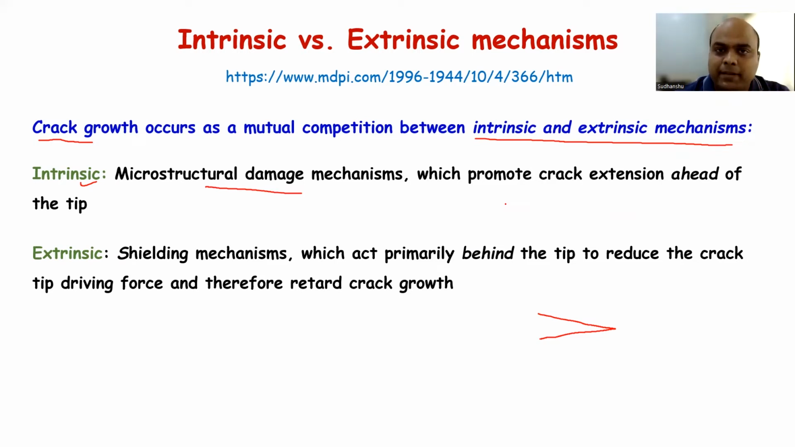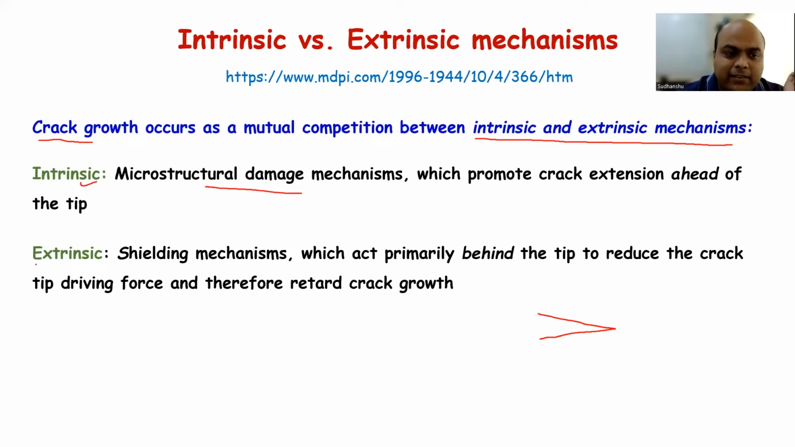So intrinsic mechanisms, by default, are going to promote the crack extension ahead of the crack tip. Okay, and that is the material property. So the material is going to show you intrinsic mechanisms. Like if you talk about metals and alloys, they are going to show you slip activity, right? Activation of slip systems. Similarly, void nucleation and growth. Those are inherent, right? So those are intrinsic properties or intrinsic mechanisms which are going to promote the crack extension ahead of the crack tip.